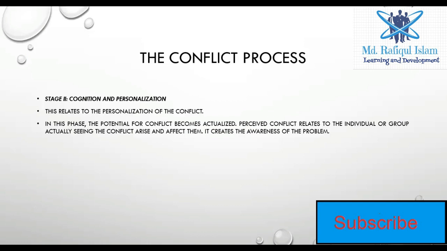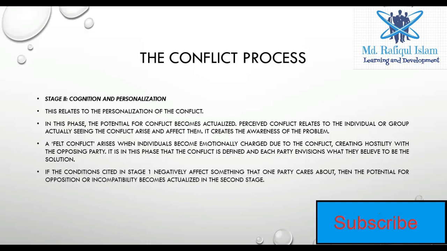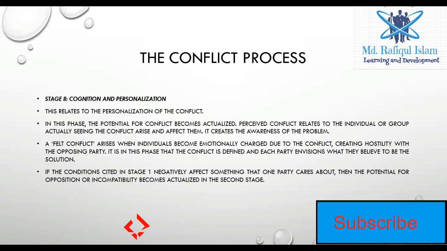Perceived conflict relates to an individual or group actually seeing the conflict arise and affect them. It creates the awareness of the problem. So perceived conflict makes them feel that there is conflict, and felt conflict creates emotion, and this emotion may be anger, craziness, and something like that. If the condition cited in stage 1 negatively affects something that one party cares about, then the potential for opposition or incompatibility becomes actualized. So stage 1 is potential and stage 2 is actualized.